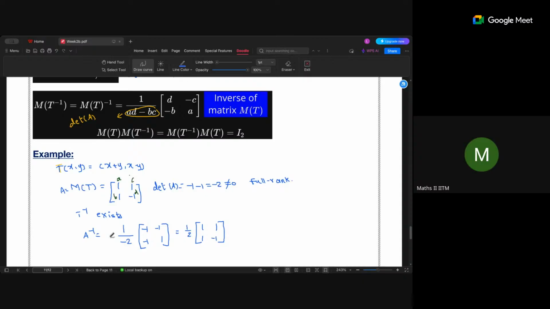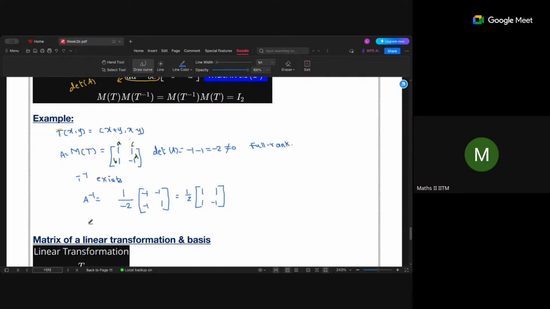Now, from the inverse of the matrix, how will I get back the transformation? Again, very simple. You know that if you know the matrix, you get the transformation: T inverse of x comma y is simply A inverse times xy. Right? So you have 1 by 2, 1, 1, 1, minus 1 times xy. So what are you getting? Tell me the answer. You can keep 1 by 2 outside if you want. x plus y, comma x minus y. Okay, so this is the T inverse.